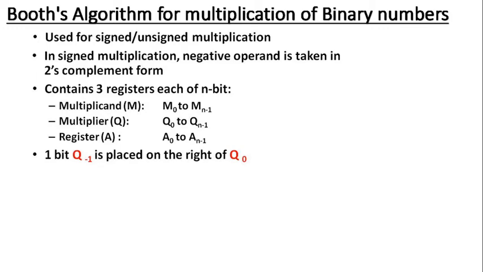Then next, one bit which is not a part of these three registers, that bit Q-1, is placed on the right side of the Q0 bit. We know that the multiplier register is the Q register, its LSB is the Q0 bit, which is extreme right, and to the right of that Q0 bit the Q-1 bit is appended. This appended bit is extremely important because it decides the actions in each iteration of Booth's algorithm.